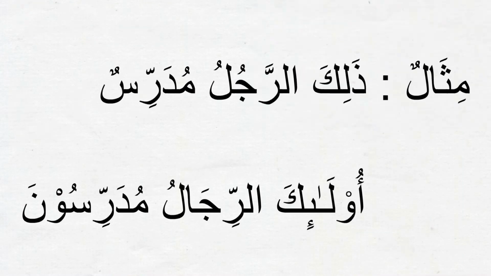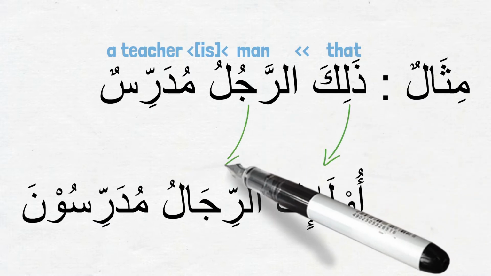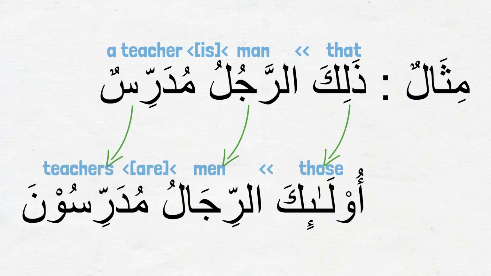The مثال is ذلك الرجل مدرس. That man is a teacher. To transfer this sentence to plural, we start with ذلك. Its plural is أولئك. Then الرجل becomes الرجال. And finally, مدرس becomes مدرسون. So together we have أولئك الرجال مدرسون.